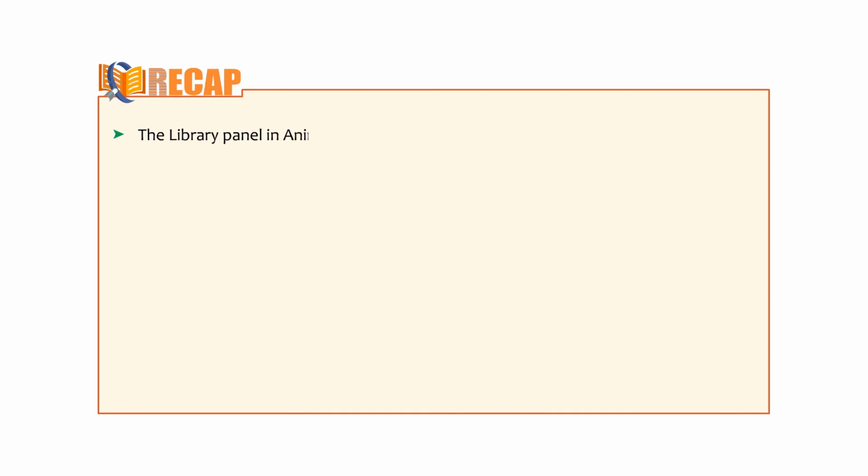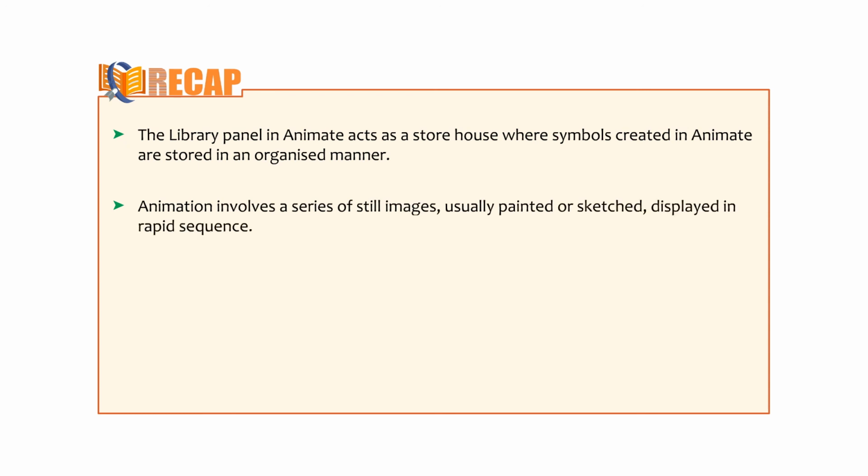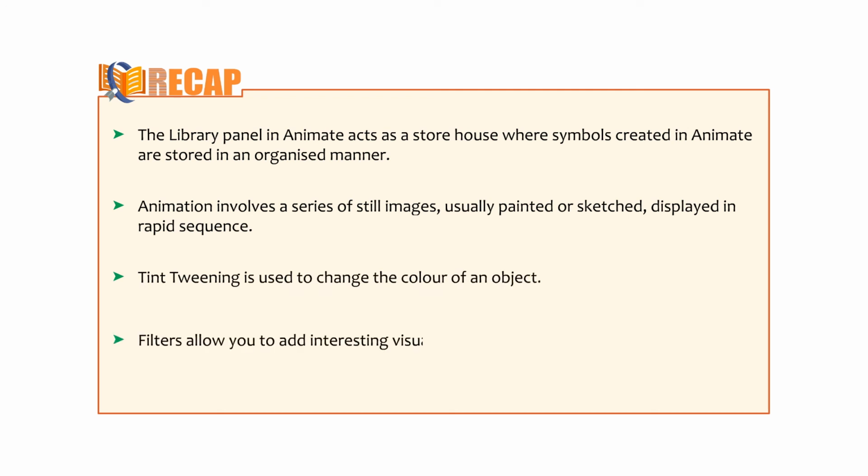The library panel in Animate acts as a storehouse where symbols created in Animate are stored in an organized manner. Animation involves a series of still images, usually painted or sketched, displayed in rapid sequence. Tint twinning is used to change the color of an object. Filters allow you to add interesting visual effects to text, buttons, and movie clips.